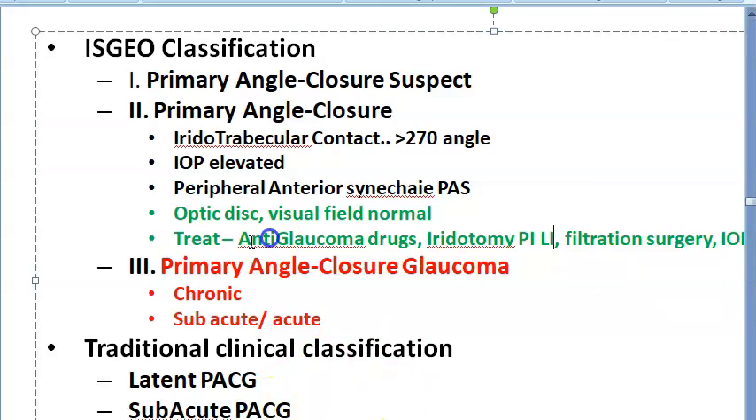Here in medical treatment, they're also talking about giving steroids to reduce inflammation. Then you monitor IOP regularly, guys.